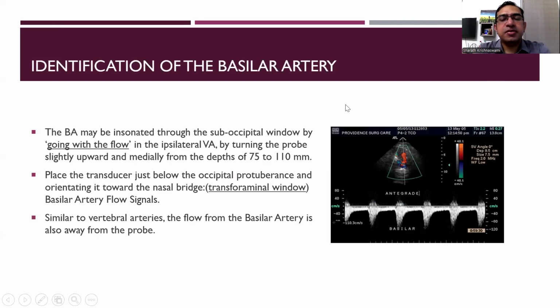How will you identify the basilar artery? The basilar artery is insonated through the suboccipital window by following the flow of the ipsilateral vertebral artery, turning the probe slightly upward and medial, at depths of 75 to 110 millimeters. So you place the transducer just below the occipital protuberance and orient it towards the nasal bridge, which is known as the transforaminal window, and you will obtain the basilar flow signals. If you can see here through the TCCD, the flow from the basilar artery is away from the probe and hence below the baseline.